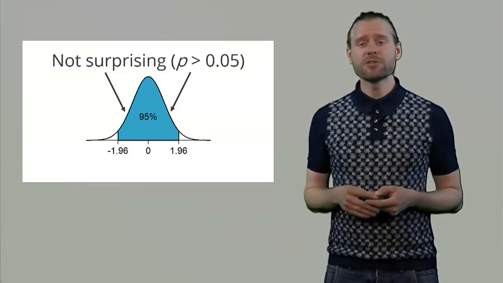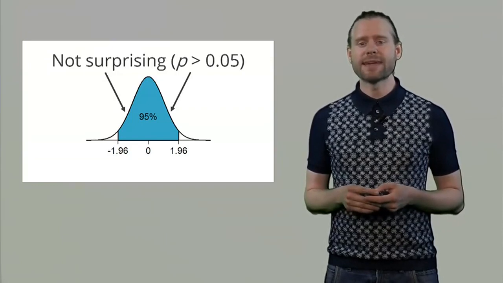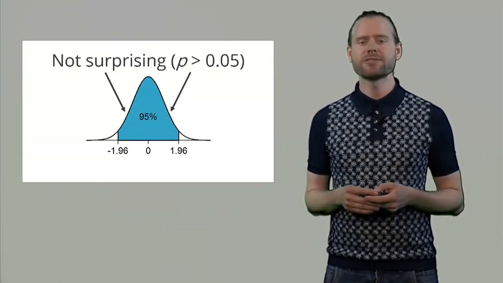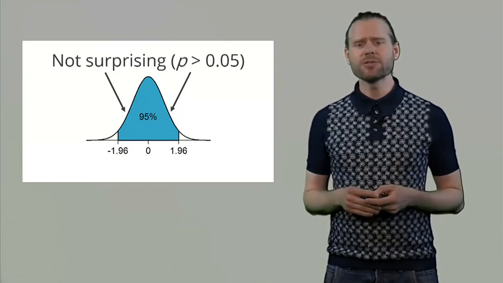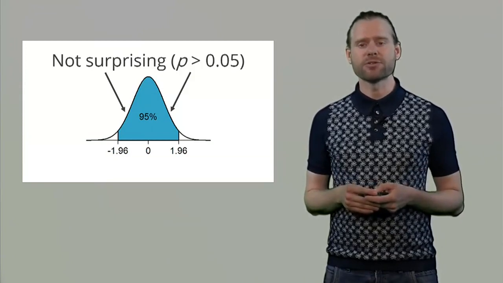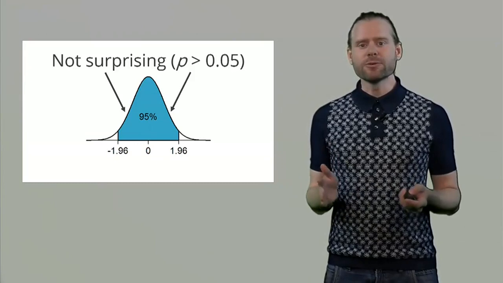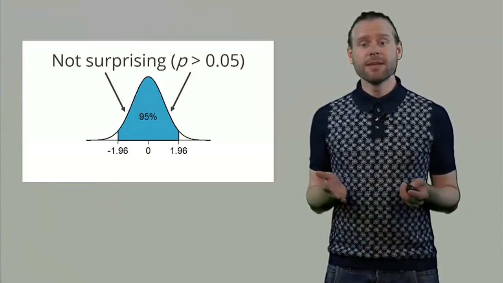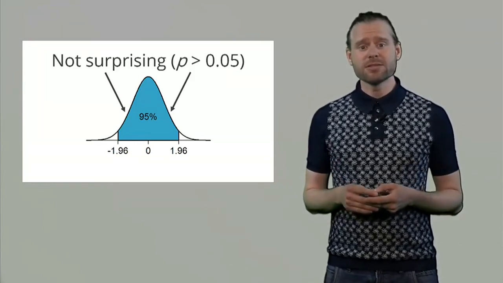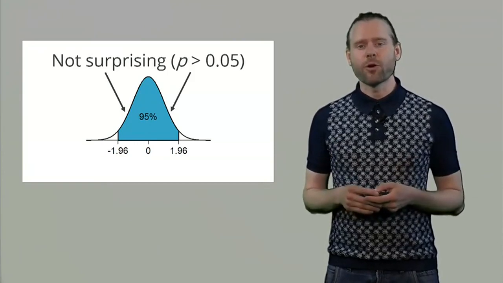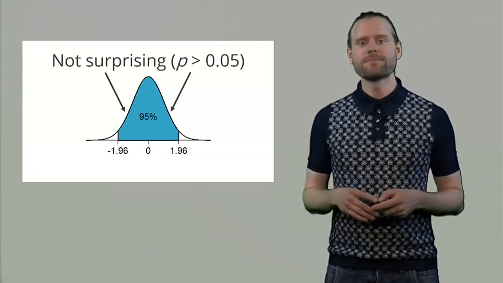And these critical values, you might have seen this number, 1.96 and minus 1.96. These are critical values if you want to use an alpha level of 0.05. If data falls between these two values, it's not surprising. Assuming that the null hypothesis is true, most of the data will fall between these two critical values.